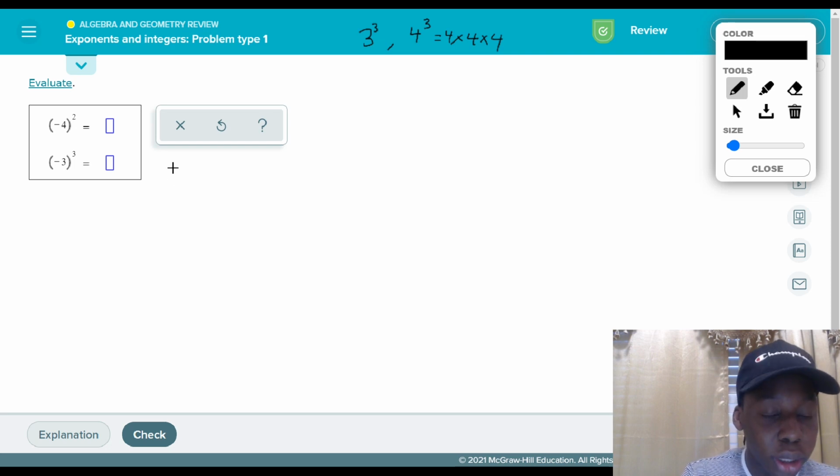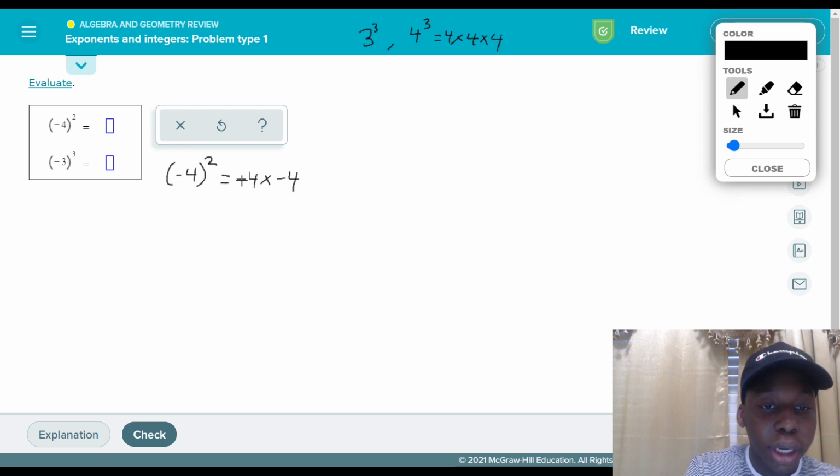So let's look at this. This tells us to find minus 4 squared. Based on the example I put up here, this is basically equal to minus 4 times minus 4. We have to multiply minus 4 by itself twice, because 2 is the counter. So we multiply minus 4 times minus 4 because we have an exponent of 2.